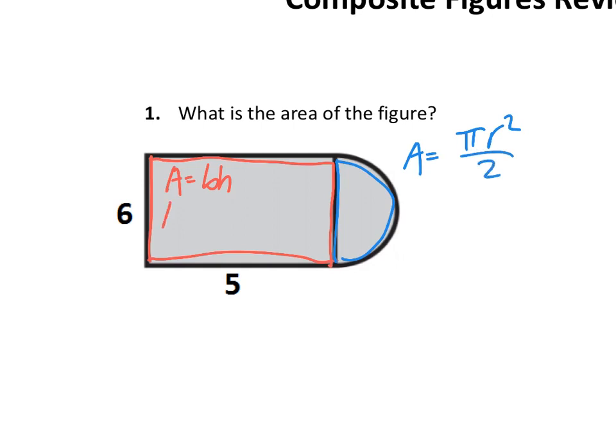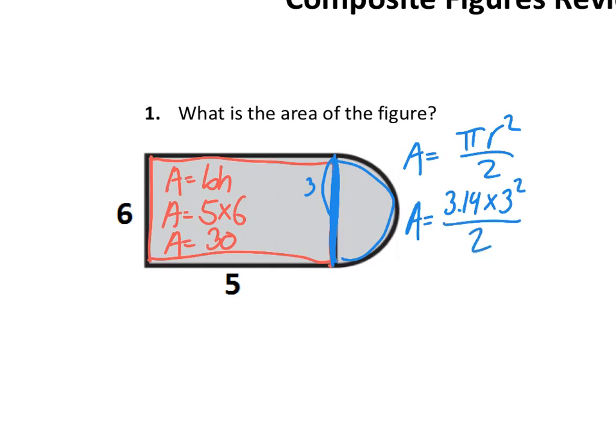Rectangle's easy enough, so we're going to do area equals that base of 5 times 6. So the area of the rectangle is going to be 30. For the semicircle, right here I've got to use my radius. They give me a diameter of 6 because it goes all the way across, but I need halfway across. So halfway across is going to be 3. So when I start filling in my formula, I'm going to use 3.14 for pi times my radius of 3 squared divided by 2.